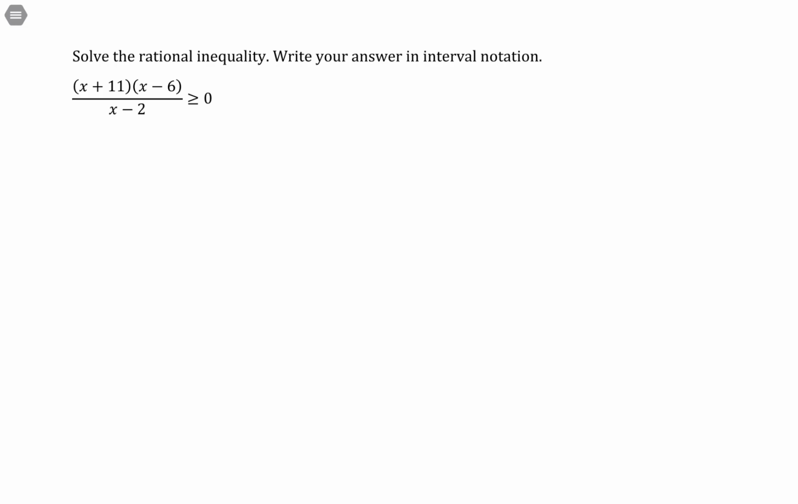Solve the rational inequality. Write your answer in interval notation. Here I have (x + 11)(x − 6) all over (x − 2) is greater than or equal to 0.